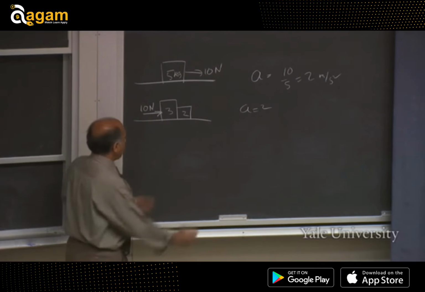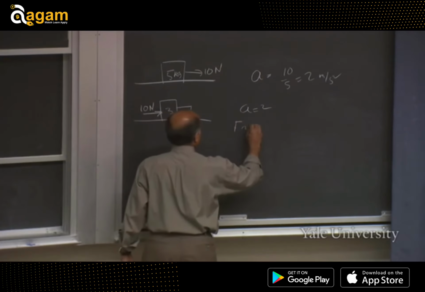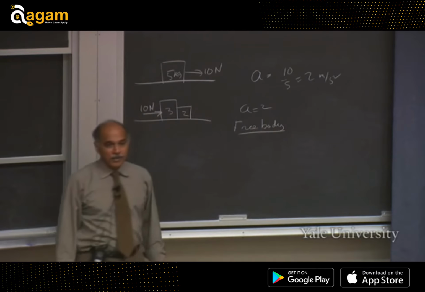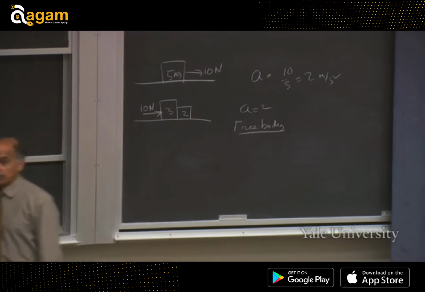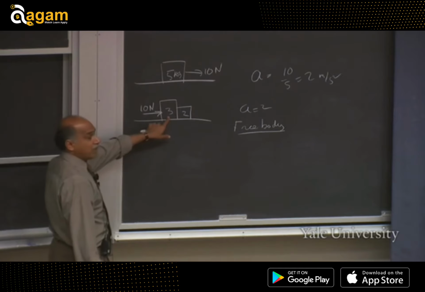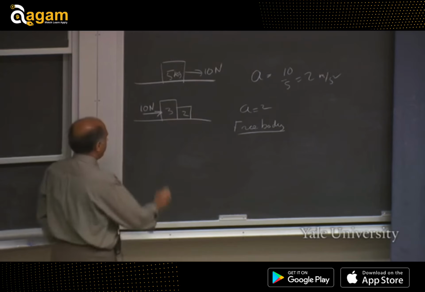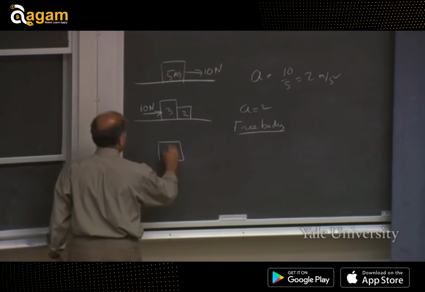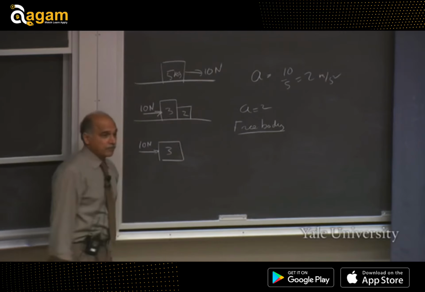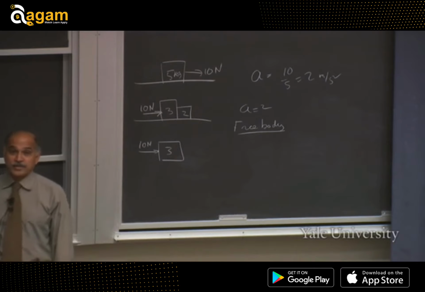So the free body diagram says you can pick any one body that you like and apply F equal to ma to it, provided you identify all the forces acting on that body. So we'll first pick the body with mass 3. Here's the body of mass 3. What are the forces on it? This is certainly acting on it. Then you have to ask what other force is acting.